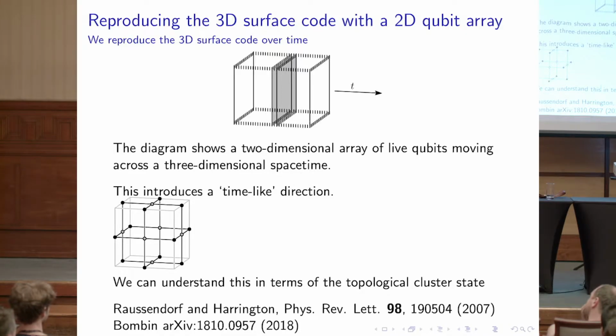We're going to, switch pen. We're going to reproduce a three-dimensional surface code with a two-dimensional array of qubits over time using these small little dimension jumps.